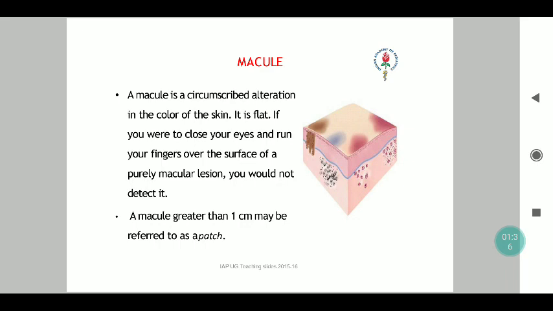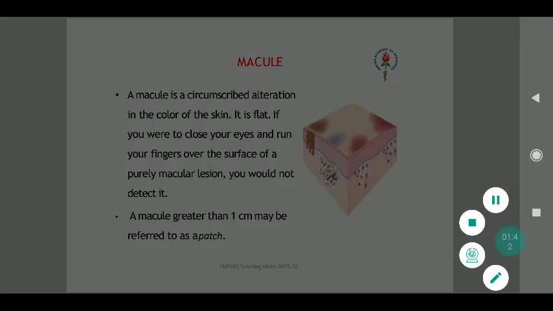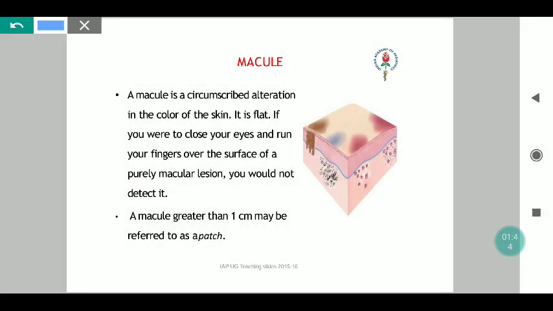Now if you come to each of these individually, a macule is a circumscribed alteration in the color of the skin and it is flat. So visually, a macule will be well circumscribed, discolored and flat. Over this lesion, if you were to close your eyes and run your finger across the surface, you would not be able to detect it.